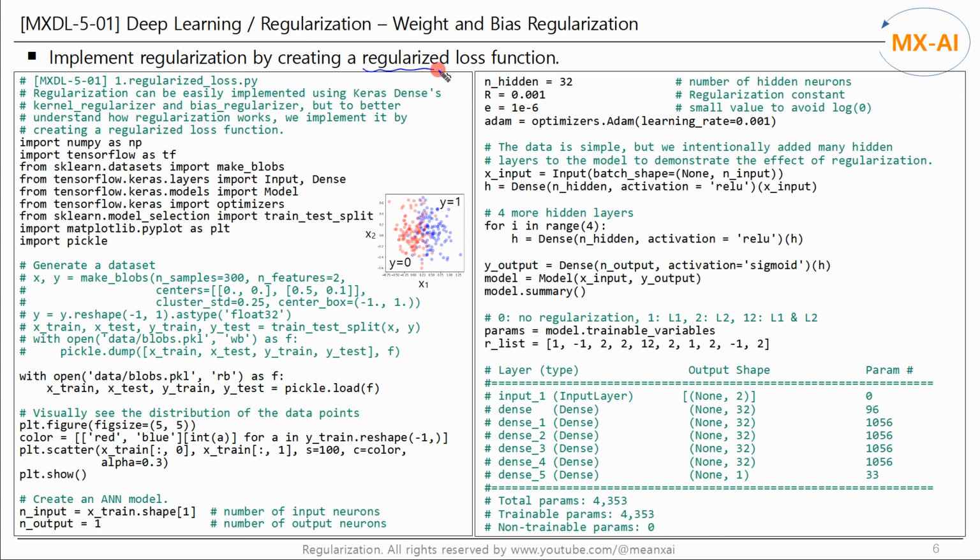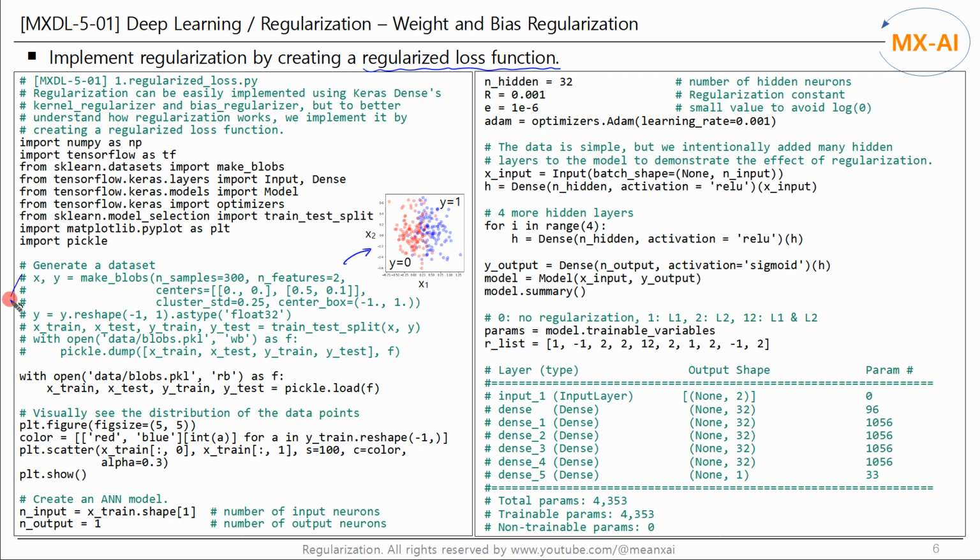Now, let's create a regularized loss function to implement weight and bias regularization. The regularization can be easily implemented using Keras dense's kernel regularizer and bias regularizer. But to better understand how regularization works, we implement it by creating a regularized loss function. Let's use a dataset for binary classification like this.